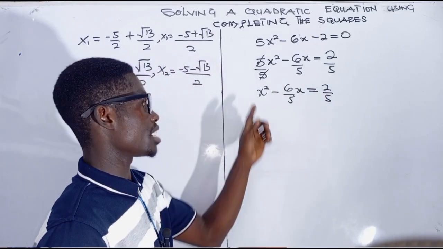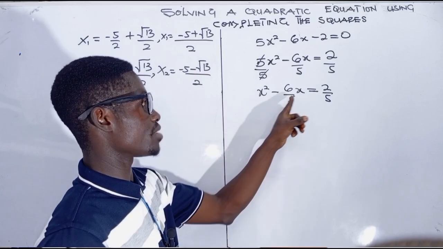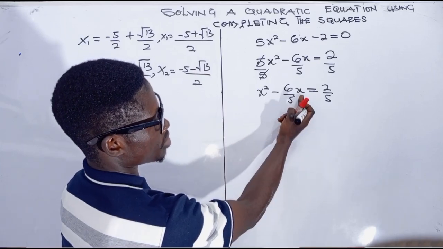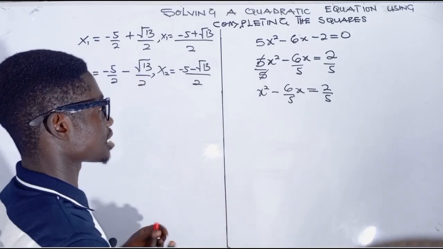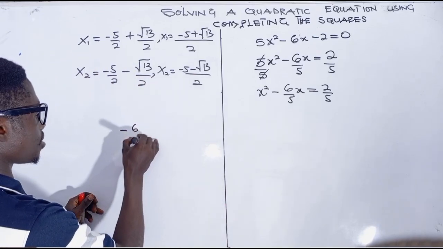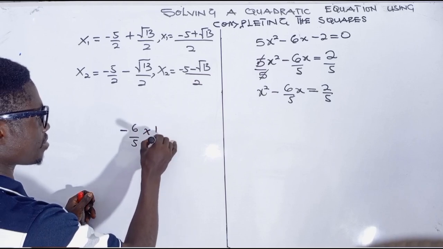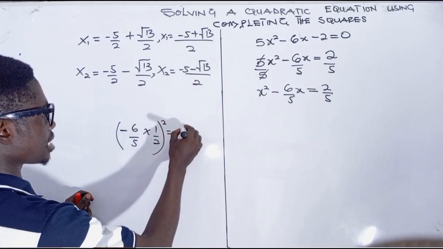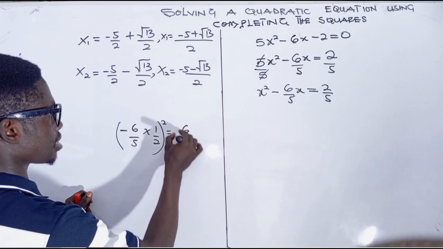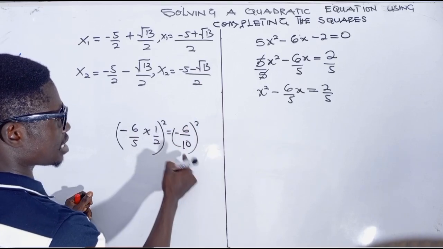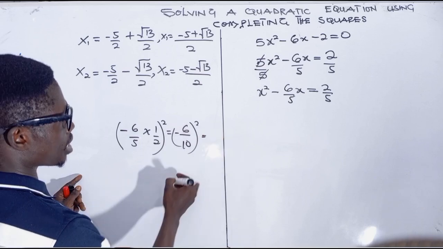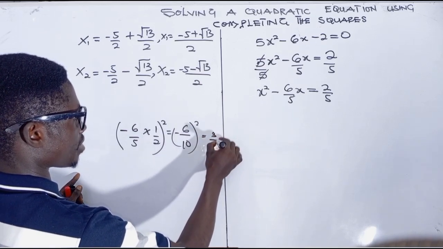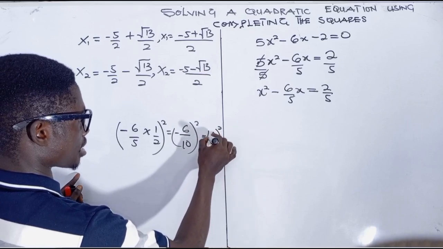Now once the coefficient of x squared is 1, you move on to the coefficient of x. So to complete the squares, we are going to multiply the coefficient of x by half and then we square it. So we have negative 6 all over 5 multiplied by half, and then what do we do? We square it. So we are going to get 6 all over what? 10 all squared. Now we can simplify this more. We can divide by 2, 6 into 3, and 10 into 5, we have 3 all over 5, and all of this is squared.